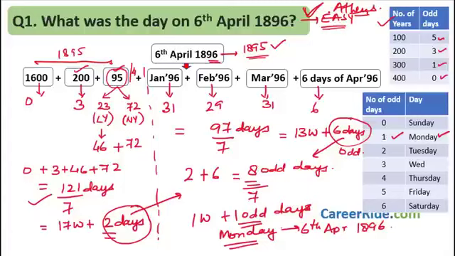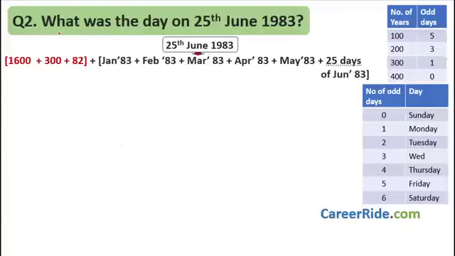Okay, let's go ahead. Let's see one more question. What was the day on 25th June 1983? So now when I look at 25th June 1983, I know that the years till 1982 are totally complete and it is 1983 that is running. So I take 1982 here, because this is already complete, and I can write 1982 as 1600 plus 300 plus 82.